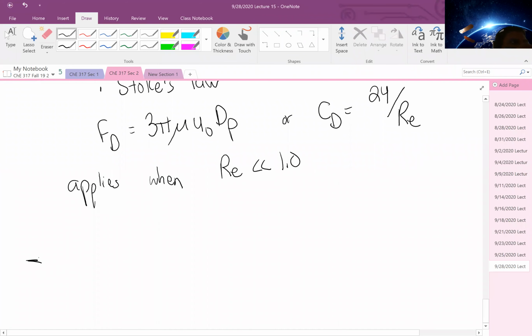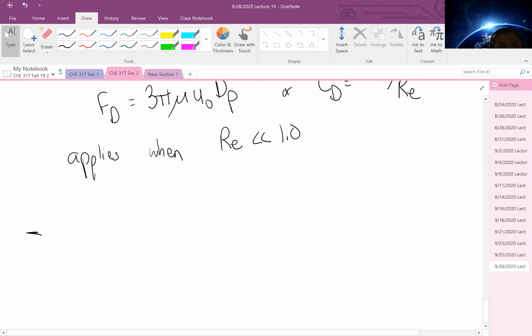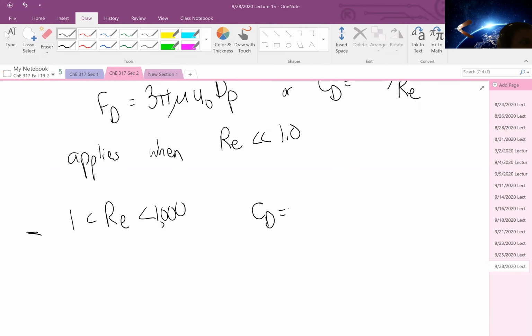For moderate flows, or flows that we can consider laminar/transition, where our Reynolds number is between 1 and 1,000, we can state that our drag coefficient can be approximated as 18 times our Reynolds number to the negative 0.6. Follows that exponential that we saw in our figure.